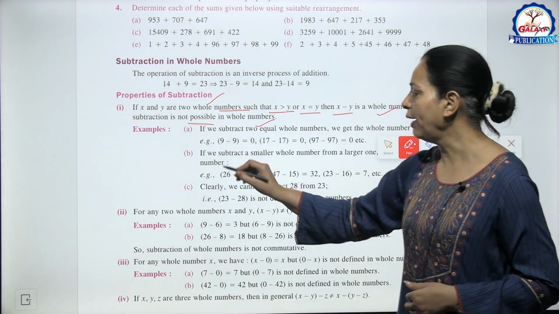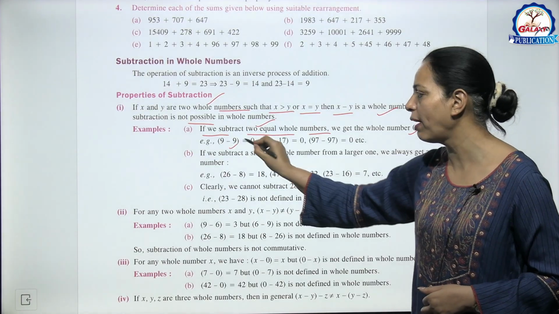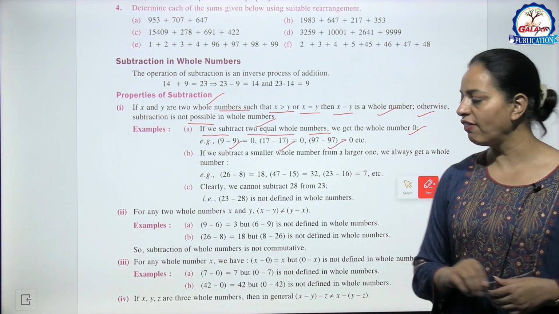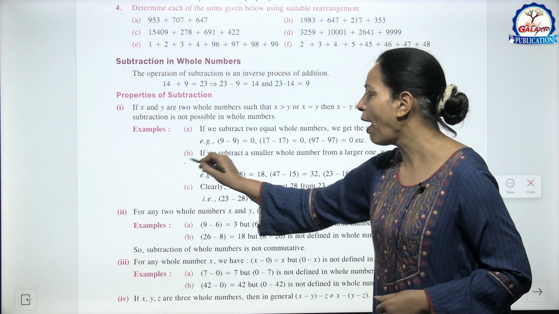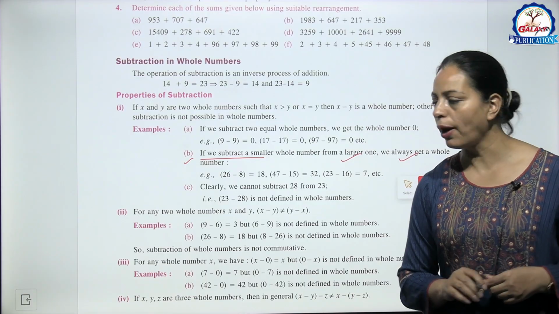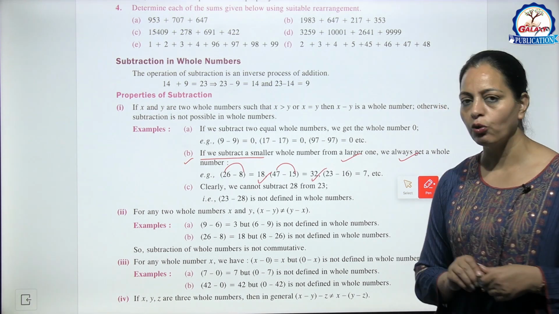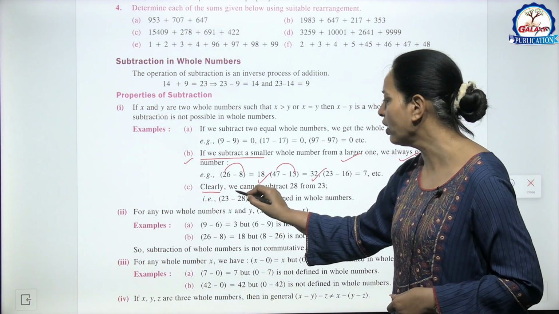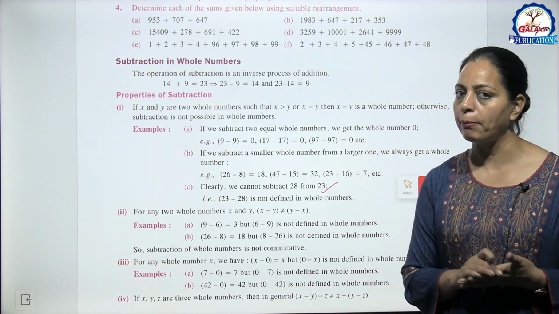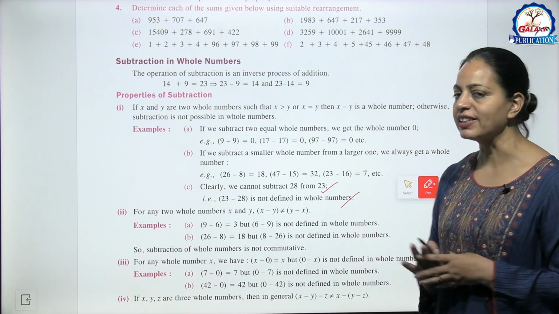For example, A part, if we subtract two equal whole numbers, we get the whole number 0, like 9 minus 9 is 0, 17 minus 17 is 0, 97 minus 97 is also 0. B part, if we subtract a smaller whole number from a larger one, we always get a whole number, like 26 minus 8 is 18, 47 minus 15 is 32. Okay, but C part, clearly we cannot subtract 28 from 23. We cannot subtract a bigger number from a smaller number, right? So I hope these are clear to you.